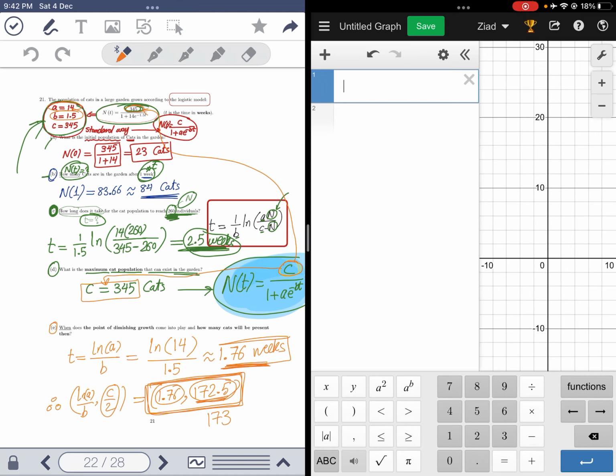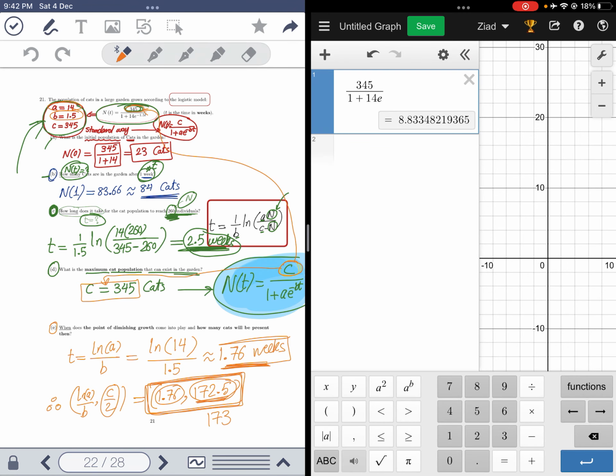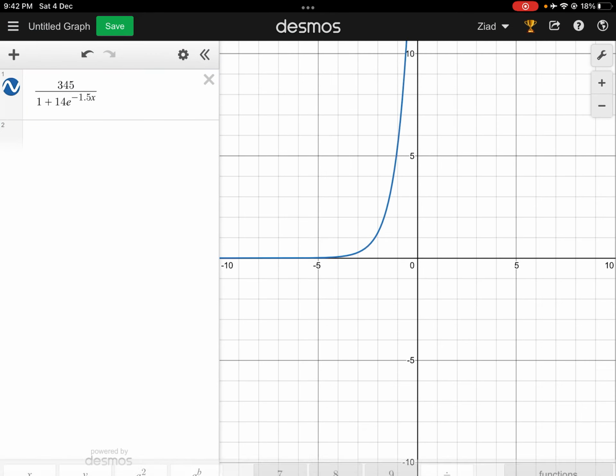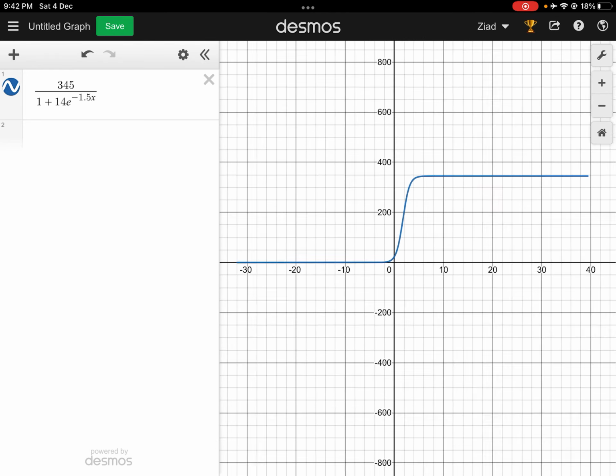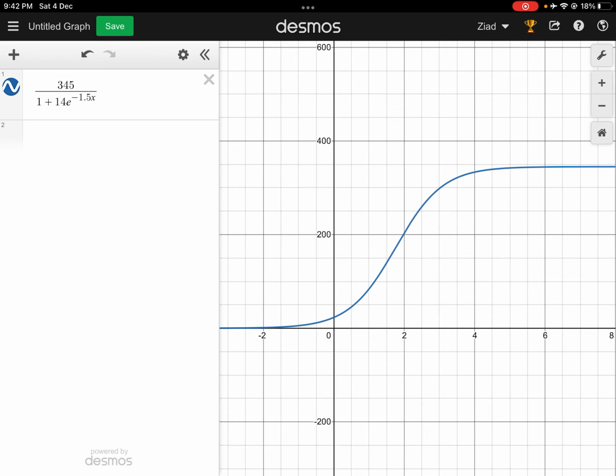Okay, so let's write the function 345 over 1 plus 14 e to the power, negative 1.5x. Okay, and now let's go there and watch it. Look at this. This is the logistic growth that we have for the cat population.